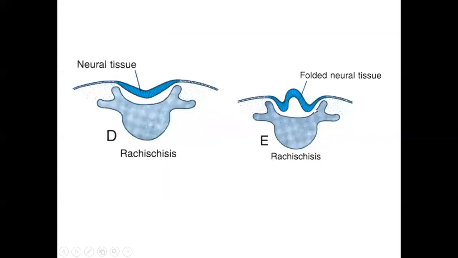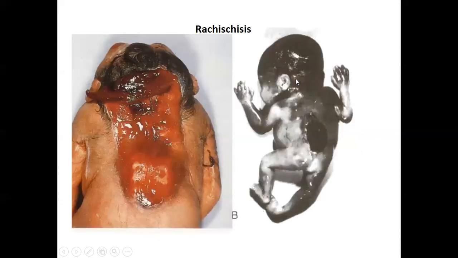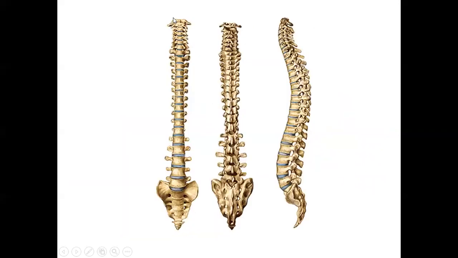Okay, and then this is the rachischisis, the failure of fusion of the neural tissue. The neural tissue will become folded, and this is the rachischisis, failure of fusion of the neural tube. Okay, this is the normal vertebral column. So now we come to the end of the lecture.